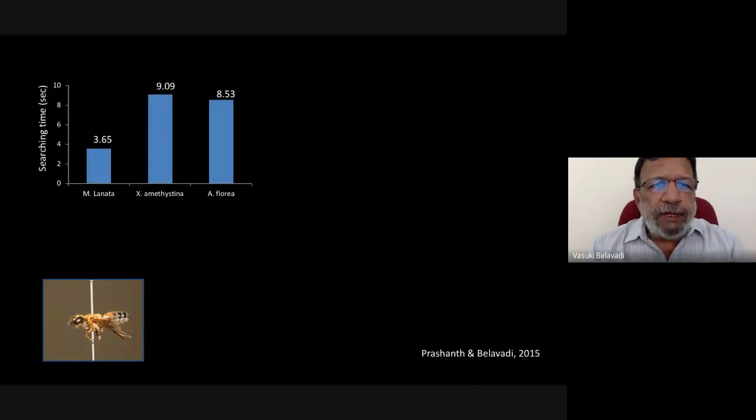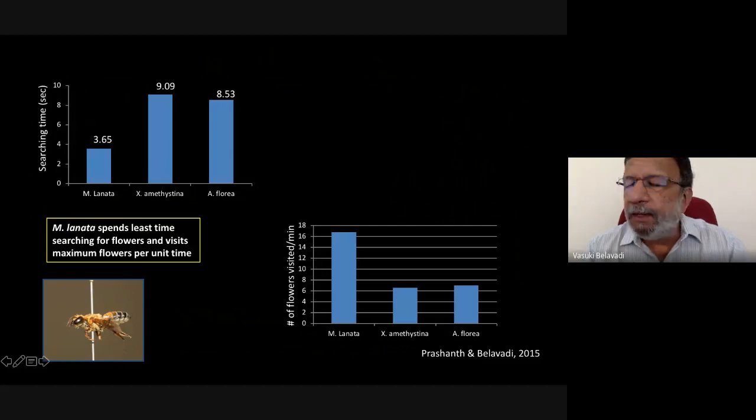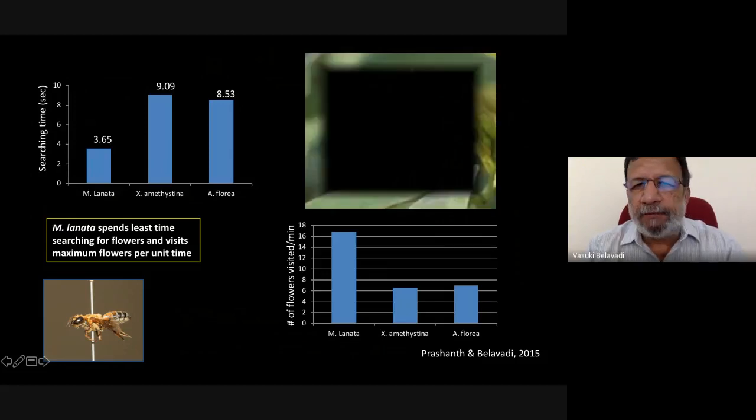Now, when we looked at the behavior of these three species, we found that Megachile lanata actually spent the least time in locating the flower, in searching time, and it also visited the maximum number of flowers per unit time compared to Xylocopa and Apis florea. Because Megachile lanata knew where the nectar is, how to land on the flower, and how to take nectar. So that is the reason why it was spending the least time per flower, and that is the reason why it could visit more flowers per unit time. So it spent the least time searching for flowers and visited the maximum number of flowers per unit time.